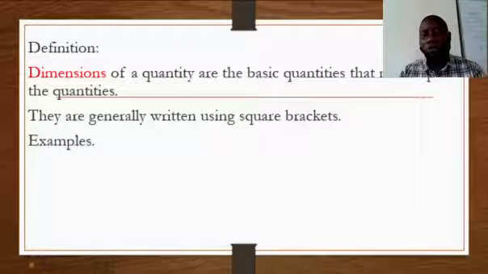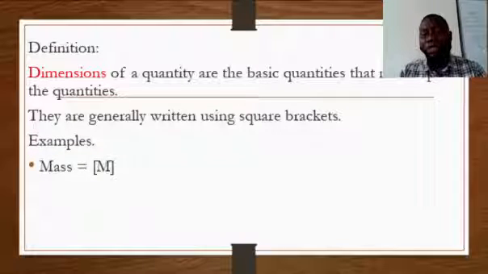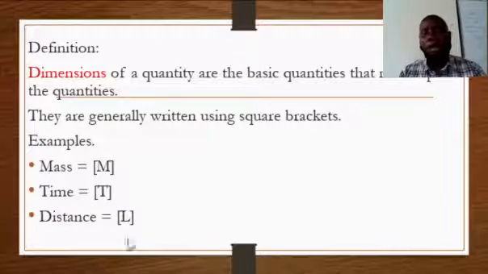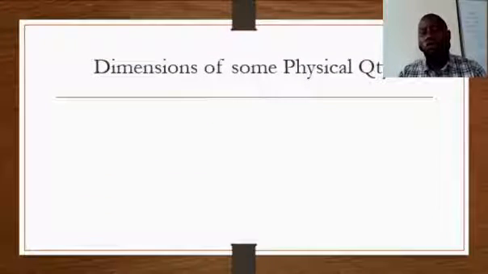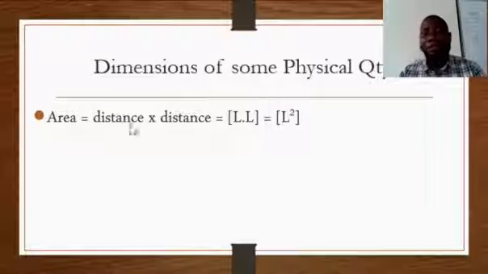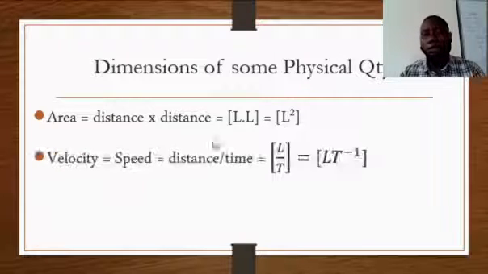For example, fundamental quantities like mass, time, and distance are all basic quantities. For mass, capital M; for time, capital T; for distance, capital L. All of them are in square brackets. Now let's write some other physical quantities, like derived quantities, like area. Area is distance times distance, and that will be L times L, and be [L²] in square brackets.